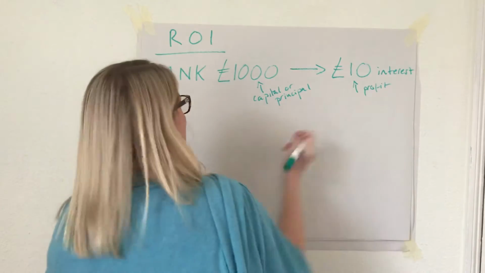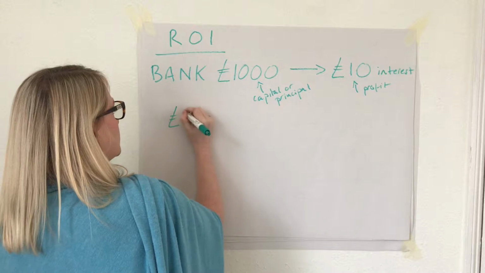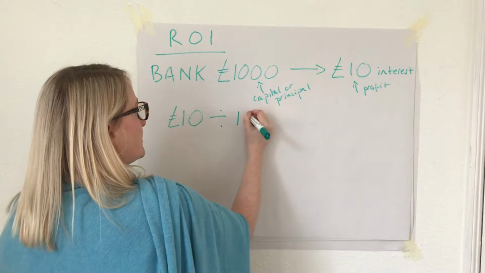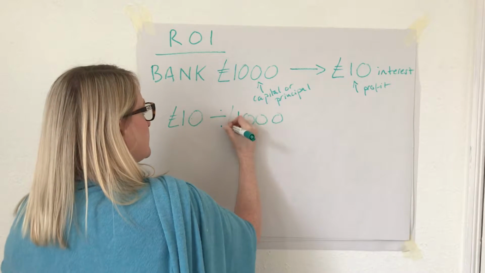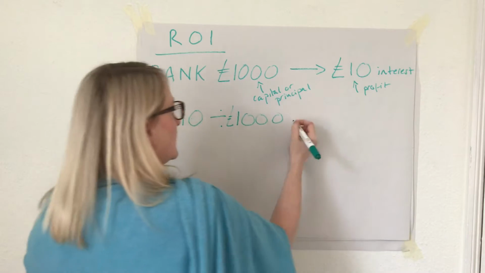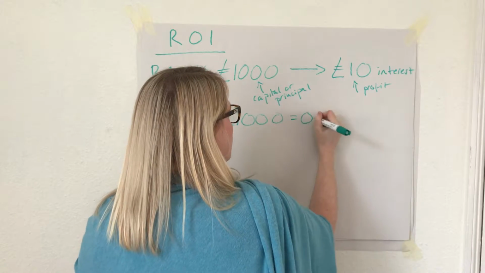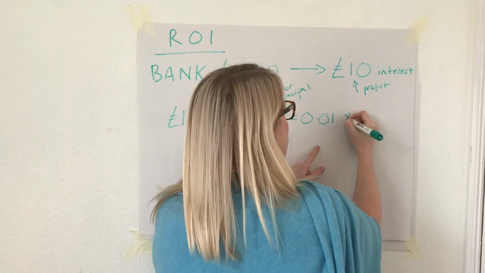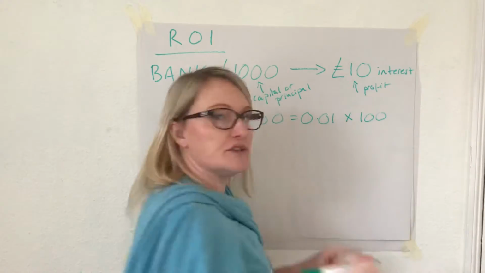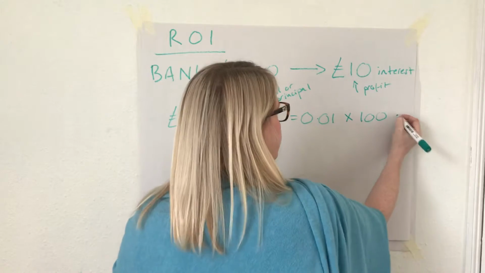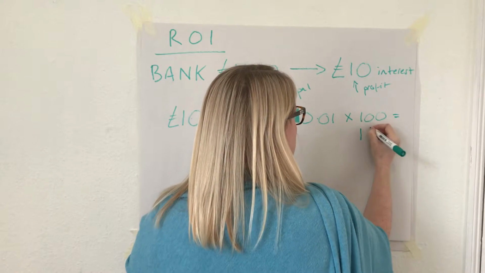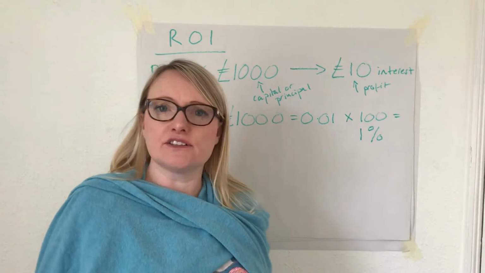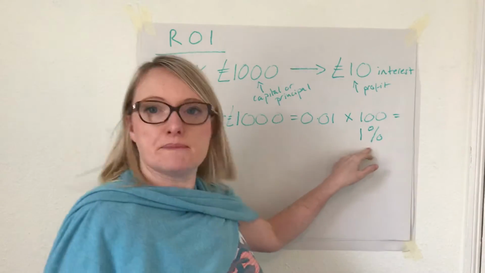So what you do is you take the profit over here and you divide it by the principal, which we know is 1,000, and that equals 0.01. You then take this figure and you times it by 100, so that you turn it into a percentage. That equals 1, and that tells us that it is 1%.